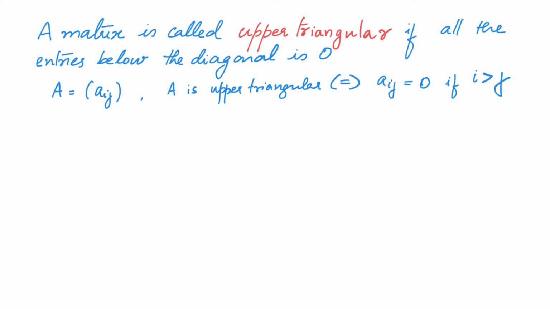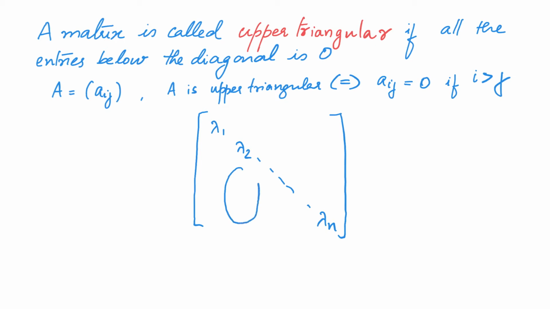We often represent an upper triangular matrix in the following way. If lambda 1, lambda 2, etc. up to lambda n are the diagonal entries, then we know that all the entries below the diagonal are 0, and we denote that by putting a big 0 below. The entries above the diagonal are not necessarily 0, but we don't care too much about those entries, so we often represent them by a star. So this is how we denote it.